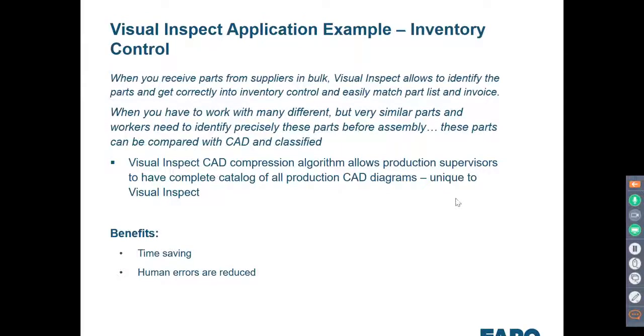Let's talk about inventory control. So you receive parts in bulk from a supplier, and Visual Inspect allows you to identify the parts and correctly put them into inventory, and also match any type of part list or invoice that might be associated with that. You might have quite a few parts, and quite a few parts that are very similar.